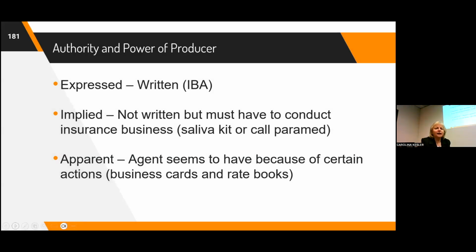The types of authority: expressed is written in the contract, right? It's just like a warranty is written. Express authority is written in your contract. Implied is not. You must have the authority to do it, to conduct business like saliva kits or calling paramedics, that sort of thing, submitting business applications, right? Apparent authority, you seem to have it because of certain actions. You have your business cards and your rate book so people believe you're an agent, even if you made them up your own self. And people have done that, believe me.